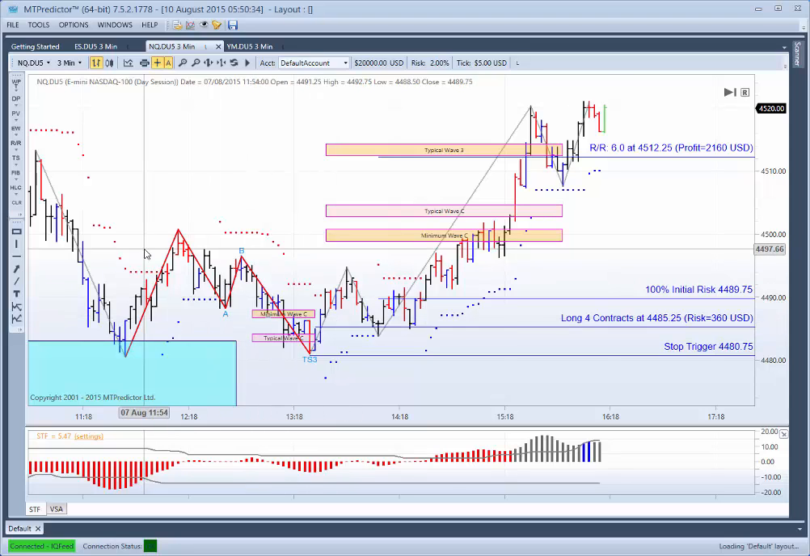And as you can see, an absolutely perfect example we had there on Friday the 7th of August on the NQ.